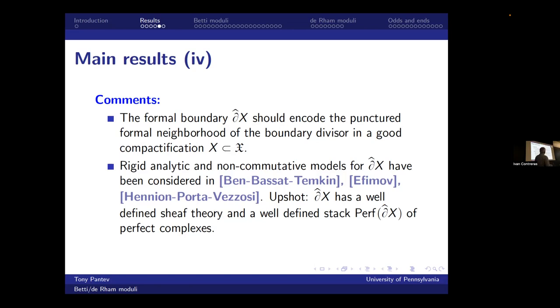So this formal boundary encodes the sheaf theory, the D-module theory on a punctured formal neighborhood, which actually does not exist geometrically. It does exist in Archimedean geometry. So there have been rigid analytic and non-commutative models for this in rigid analytic geometry that were described by Ben-Bassat and Temkin, and Efimov, and Hennion, Porta and Vezzosi. And you can use those models for the quasi-coherent sheaves on this punctured formal neighborhood of infinity. And you can bootstrap this to get it for D-modules, which is what we do.